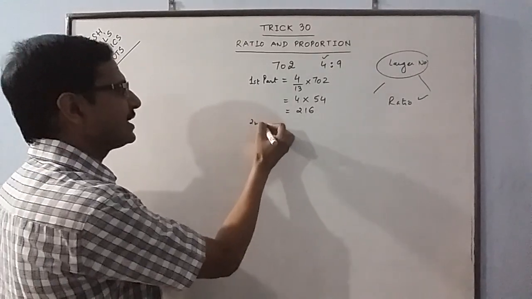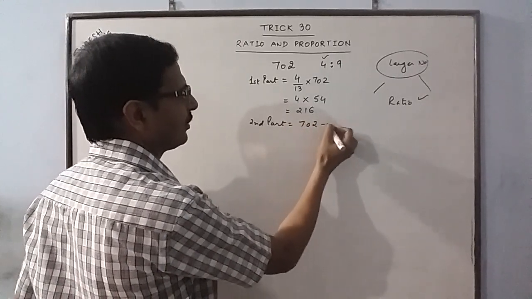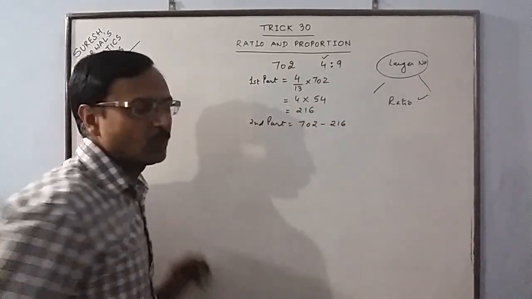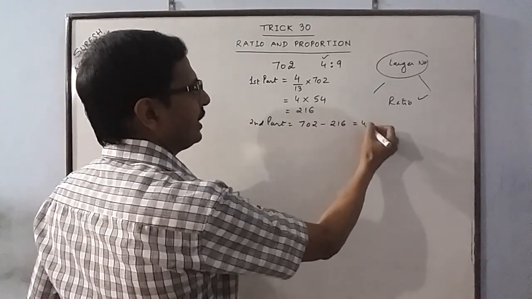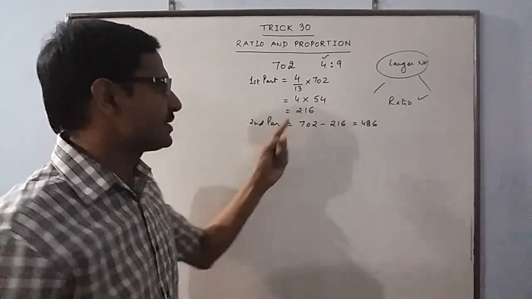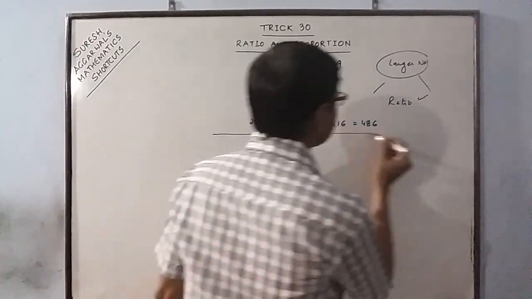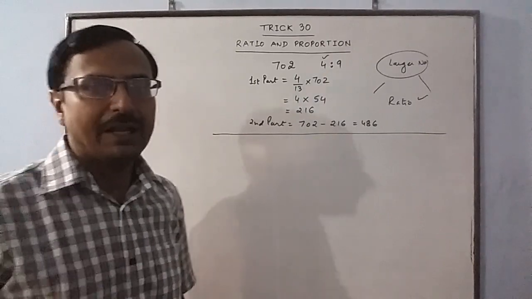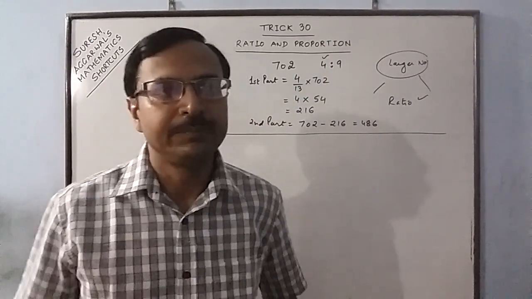Now second part obviously is found out by subtracting the first part 216 from the number. So this number will come out to be 486. So the two parts are 216 and 486. So these are one type of questions where you are given a larger number and you have to divide it into two parts whose ratio is given.